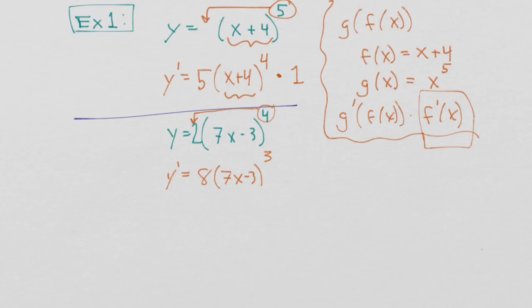So far I've taken the derivative of the outside, evaluated at the inside, times the derivative of what's inside. So now I take the derivative of 7x minus 3, which is 7, and I am done, except for the fact that I can simplify this a little bit more. 8 times 7 is 56, and we are done.